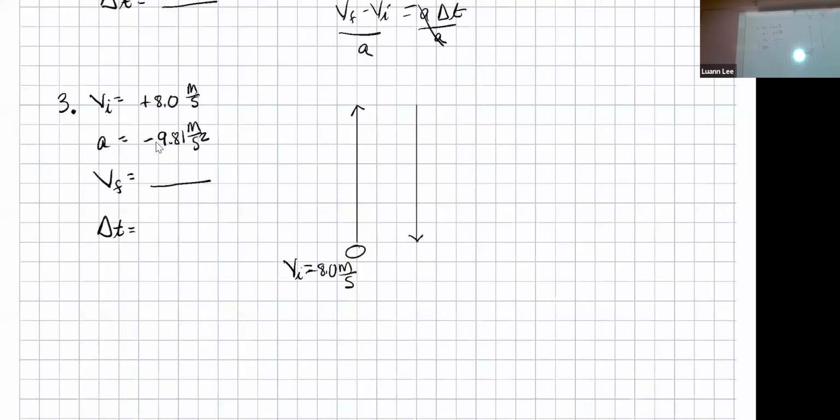I did this picture thinking it would help. So it's going to take it some time to go up, and it's going to take it some time to go down. If the only acceleration acting on this is 9.81 meters per second squared down, or negative, is the distance up and down going to be the same? Yeah, because it says back to its starting point. So the distance is the same, the time is the same.